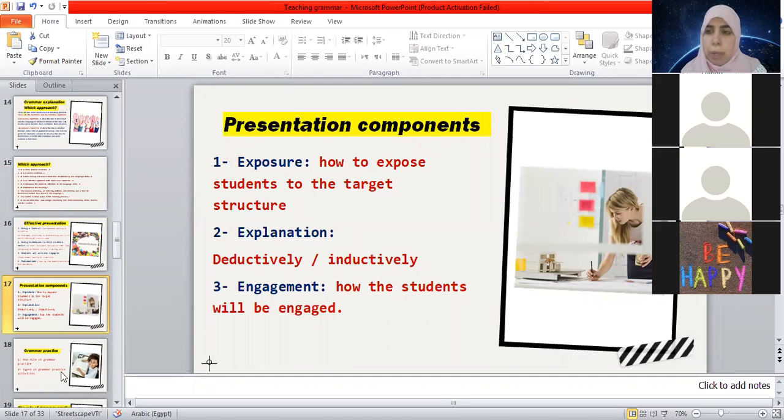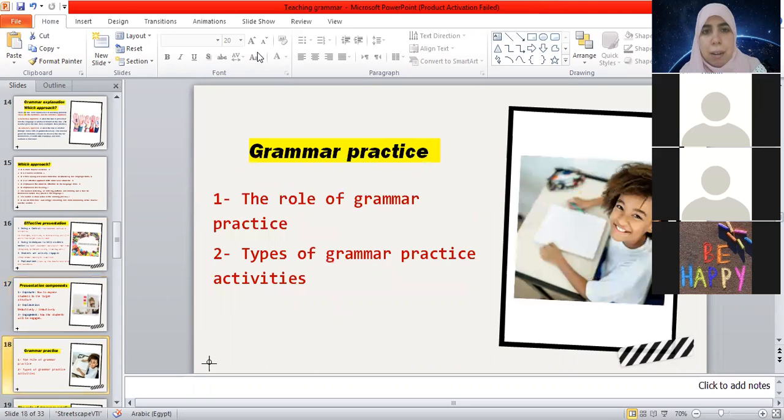Okay, so let's move to the grammar practice, because most of you said we want to know more about grammar practice activities. Today we will talk about grammar practice activity, what is the importance of grammar practice activity, and types of grammar practice activities. What do you think about the grammar practice activity? Why are grammar practice activities important? What do you think? What is the importance of grammar practice activities?